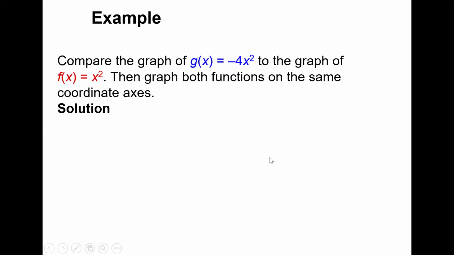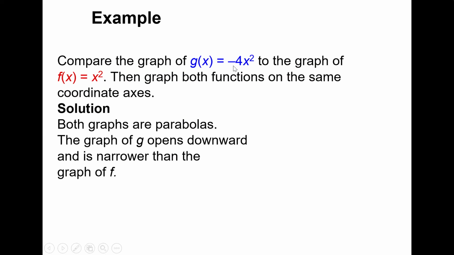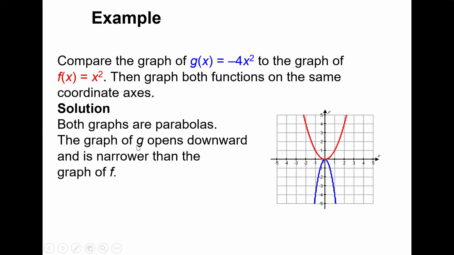All right, so what we want to do here is compare the graph of -4x squared to the graph of x squared. Then graph both functions on the same coordinate axis. All right, so we know they're going to be both opening down because they're negative, and it's going to be more narrow for this one than this one. And so this is x squared. Well, I guess they're not both opening down. This is a positive x squared. I was thinking they were both negatives. Never mind. So that's a positive, so it's going to open up, and this one's opening down.